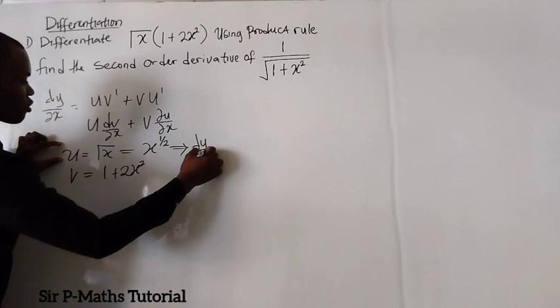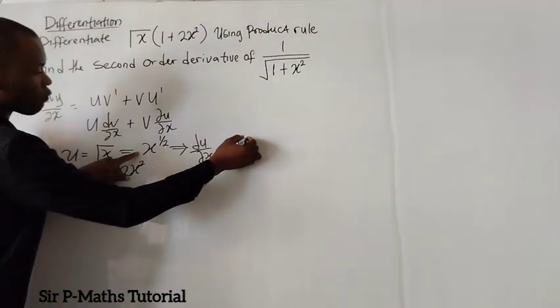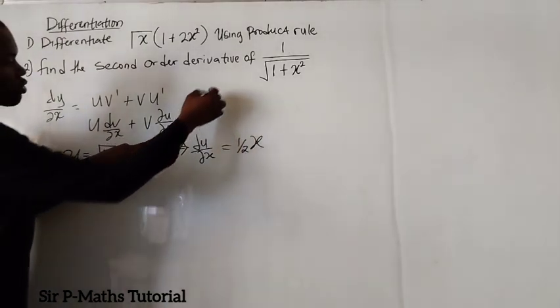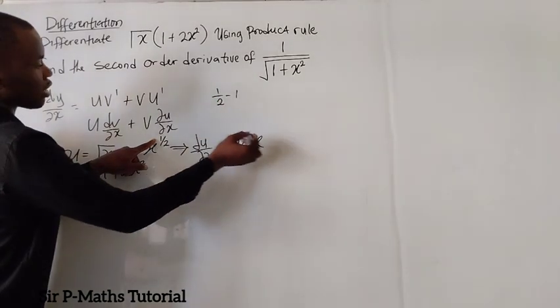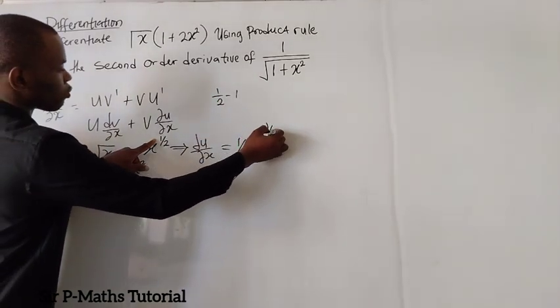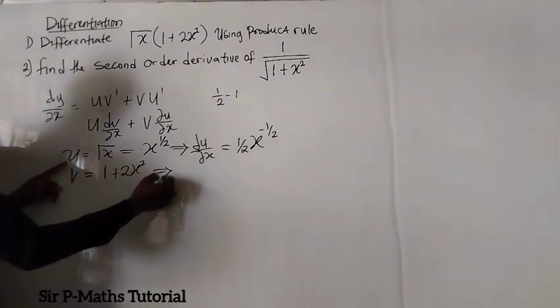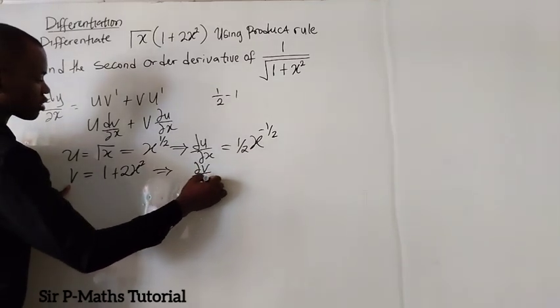Differentiating the first one, the u with respect to x will give me half will come down, so I'll have 1 over 2x. The power will subtract 1. So if 1 over 2 subtracts 1, we're going to have minus 1 over 2. So we have differentiated u. Then let us differentiate v. Differentiation of v with respect to x.